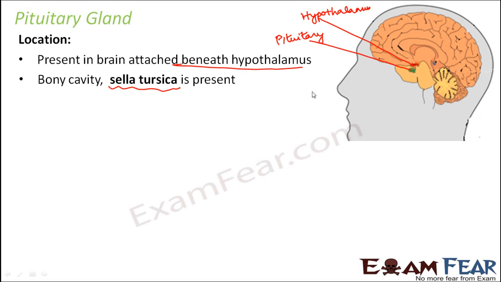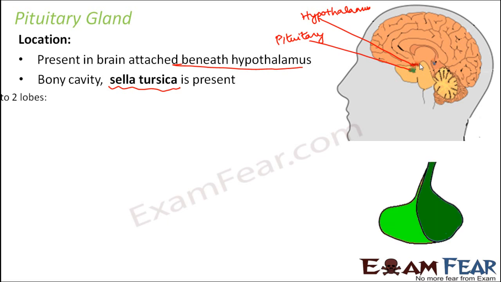Now the question is, how is the pituitary gland attached to the hypothalamus? How are they connected? They are connected to each other with the help of a stalk-like structure, also sometimes called the pituitary stalk. Here you can look at the structure in more detail. This is how the pituitary gland looks. Here you can see a stalk-like structure. This stalk connects it to the hypothalamus, which is located somewhere above.